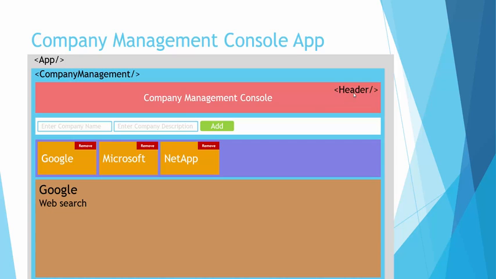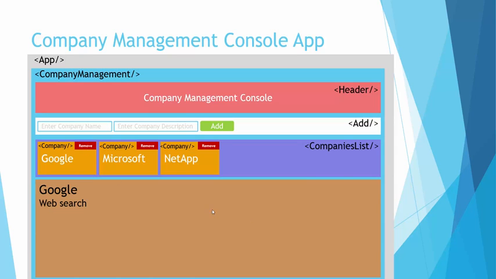Next, let's have a header component which displays the header. We'll then separate out this portion as add component, which will have two text inputs and a button. We'll have a companies list in which we list each company component, and then we separate out the company component itself, which will have company name and a button to remove the company.